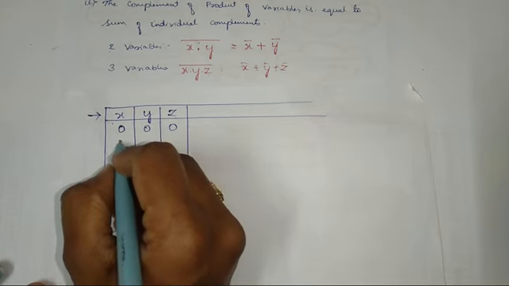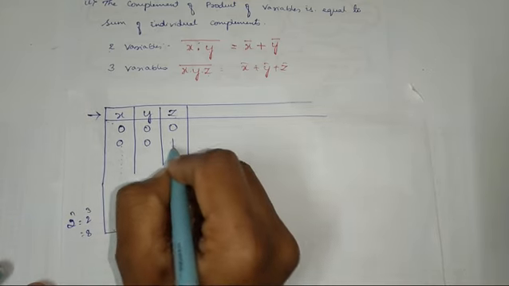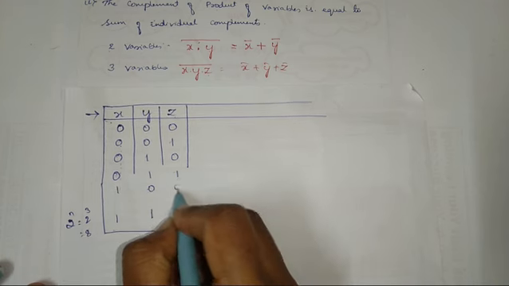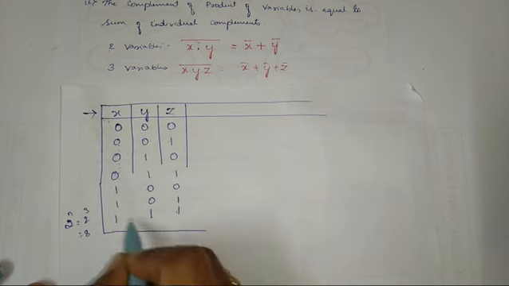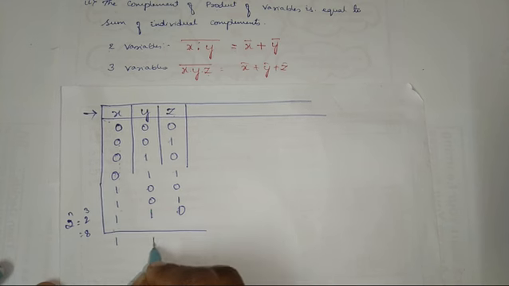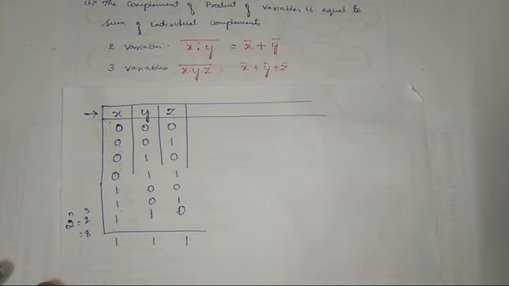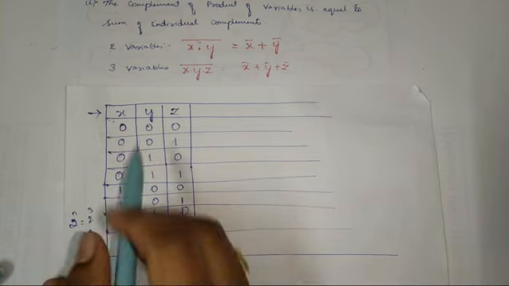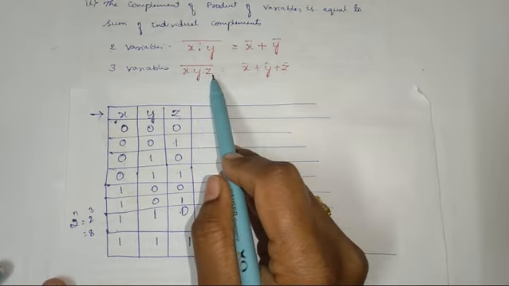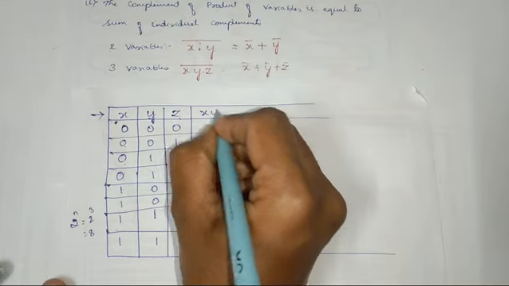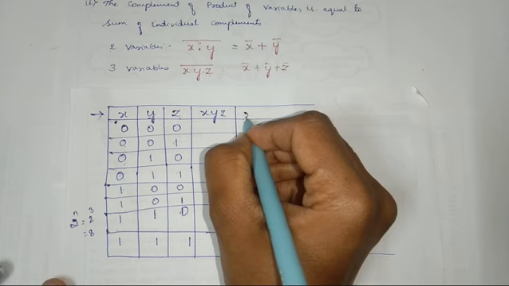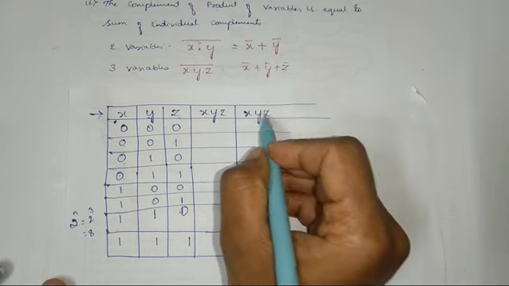Okay, one second, let me fill it. 0, 0, 0, 0, 0, 1, 0, 1, 0, 0, 1, 1, 1, 0, 0, 1, 0, 1. Okay, after 5 it is 6: 1, 1, 0. Next it will be 1, 1, 1. Now x, y, z inputs I have taken. Next what you need is x into y into z whole bar. So the first next column must be x into y into z. Okay, the next block must be x, y, z whole bar.